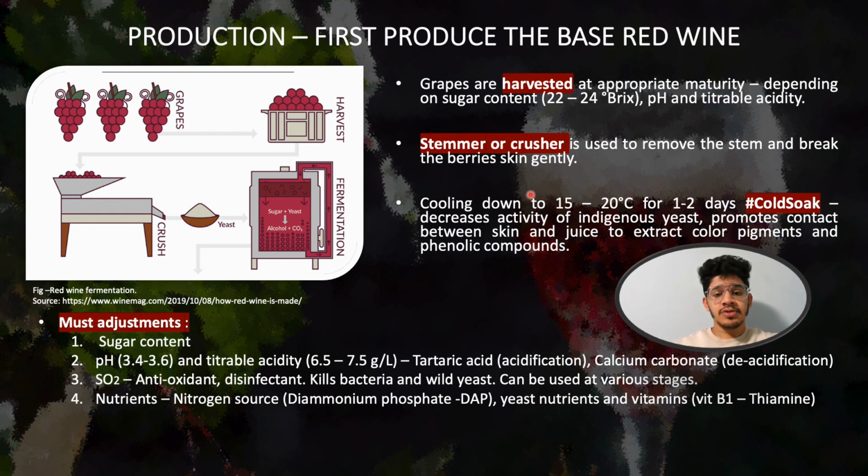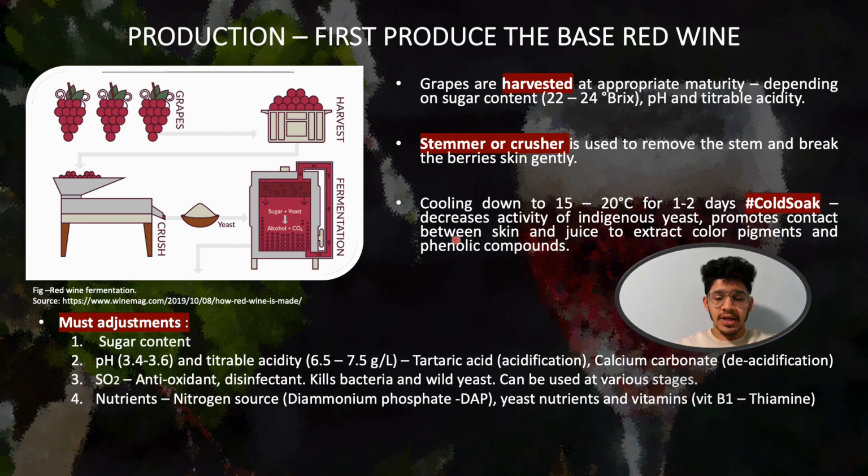The next step is to send the must to something called the cold soak. During cold soak, the must is cooled down to 10 to 20 degrees Celsius for 1 to 2 days. What happens during this stage is that if there is any indigenous yeast present inside the must, their activity will get decreased. Besides that, it also promotes the contact time between the skin and the juice. This helps the color pigments and the phenolic compounds to be extracted and come into the must.